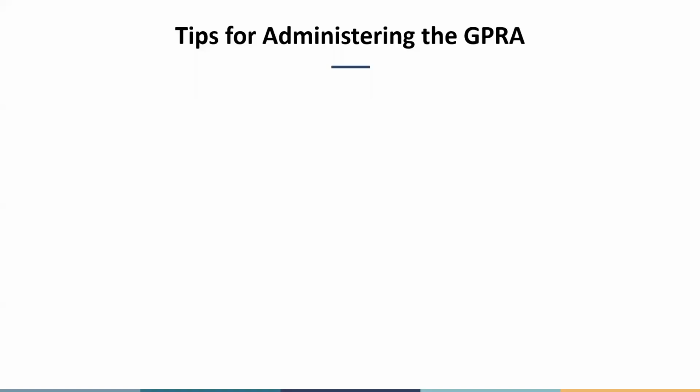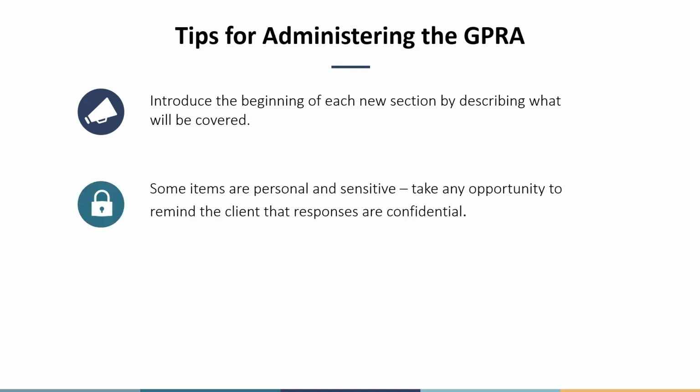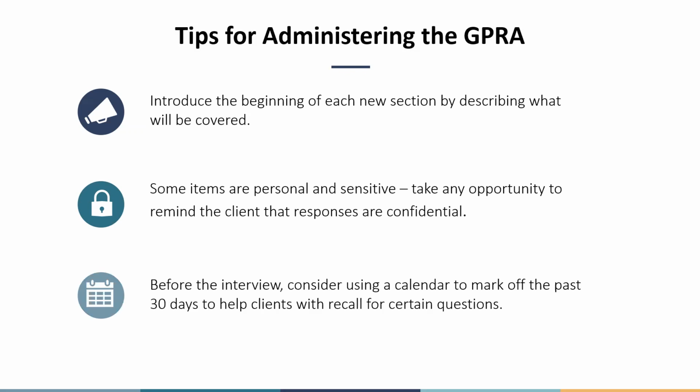Our first tip is to introduce each new section as you begin it, describing what will be covered. Note that some items are personal and sensitive, so take opportunities to remind the client that their responses are confidential. The GPRA survey itself often has an introductory paragraph to the sensitive sections, so you'll be prompted to read those aloud. And then prior to starting the interview, consider marking off the past 30 days on a calendar to help clients visualize it and help their recall for certain questions.